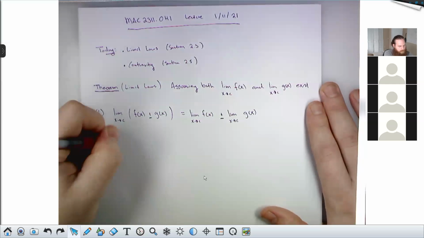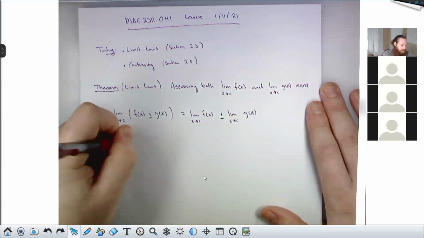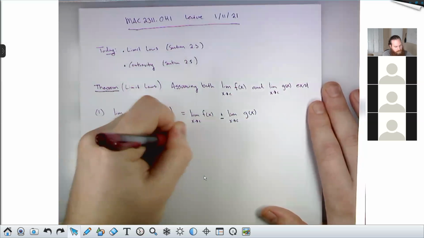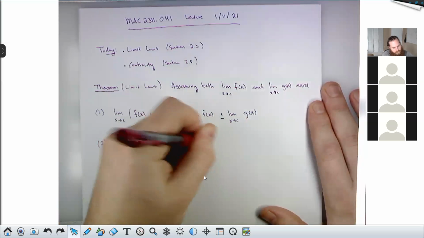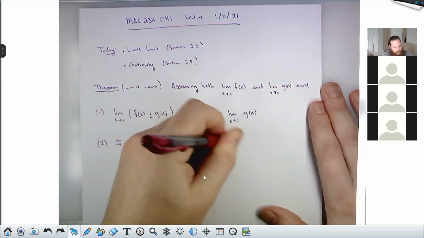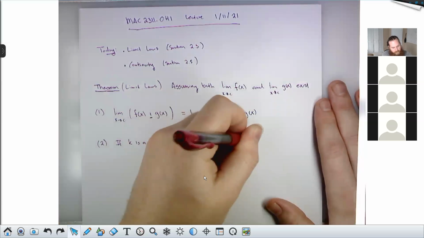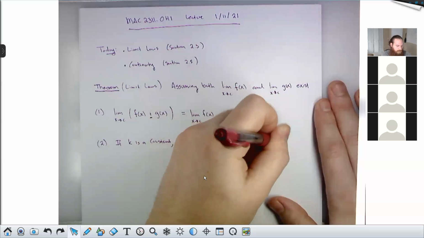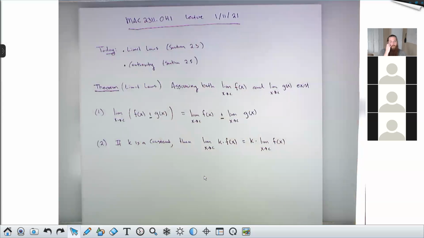Our second limit law says if k is a constant, then the limit as x approaches c of k times f of x is the same as k times the limit as x approaches c of f of x, like so. In other words, if you know the limit of f of x, then you also know the limit of 2 times f of x, 7 times f of x, pi times f of x. Constant multiples play nice with limits.